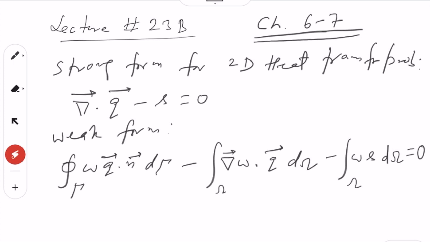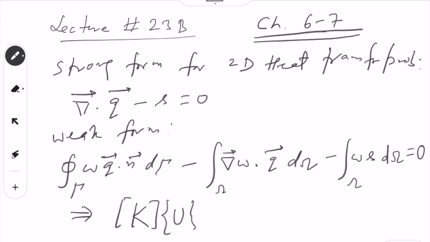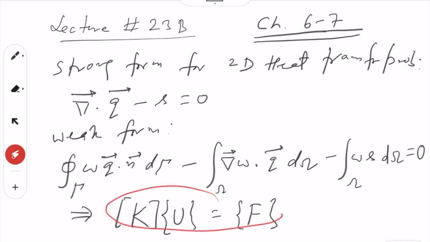Now next we have to actually proceed further. From here we are going to find out what exactly is the meaning of this one. So, finally, we have to convert that into what? Into this kind of equation, K times U is equal to F. That we have to do, which we call finite element analysis.